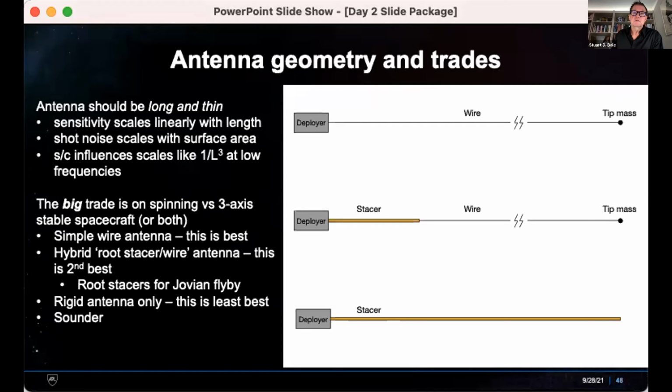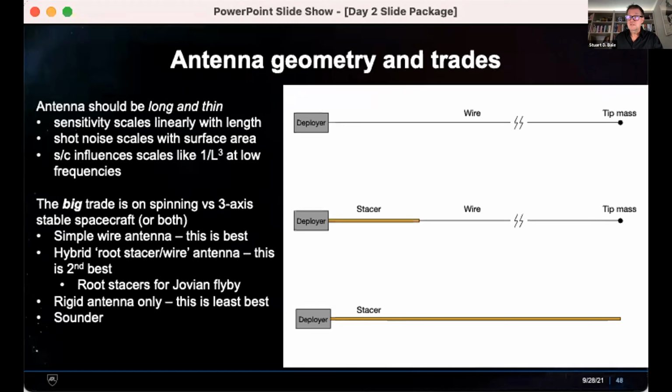So ideally, a spacecraft that's spinning from the onset would deploy wire booms out and stay spin stable for the duration of the mission. That's the optimal configuration for this measurement. On the other side of the coin is a spacecraft that's 3-axis stable all the time, or 3-axis stable for a majority of the time.